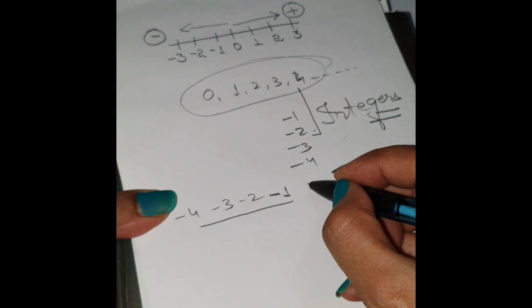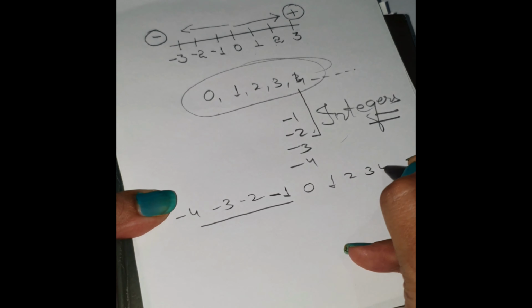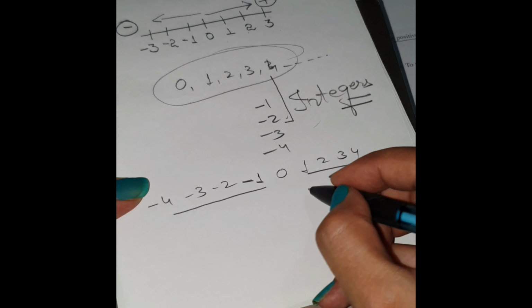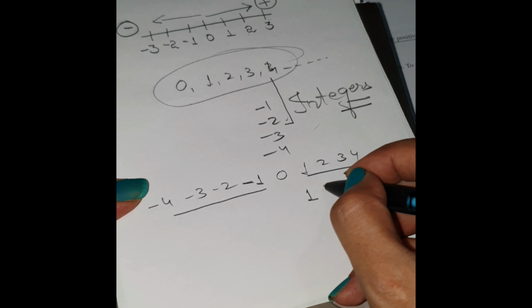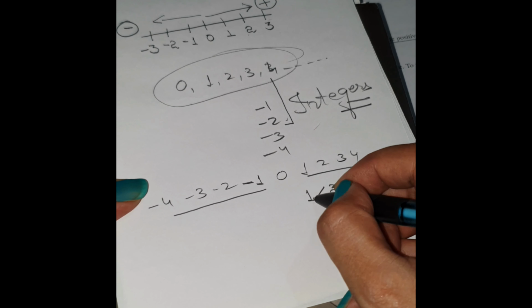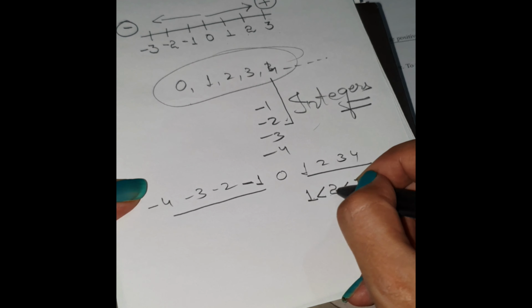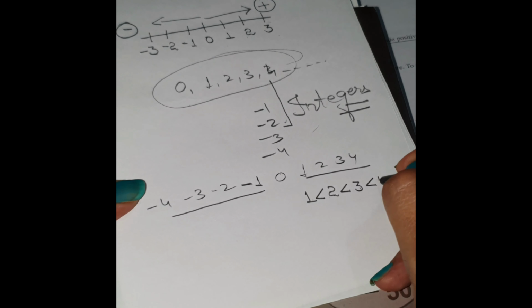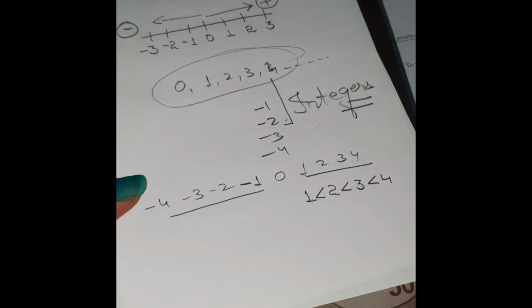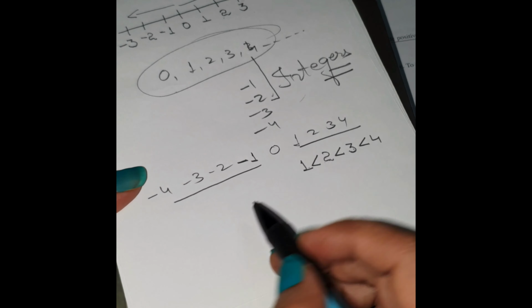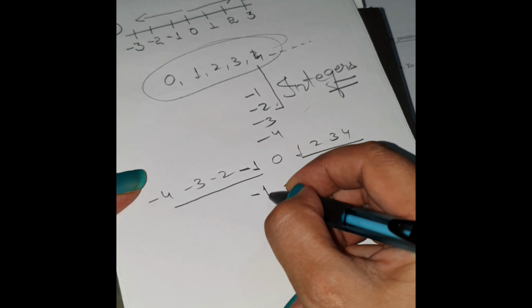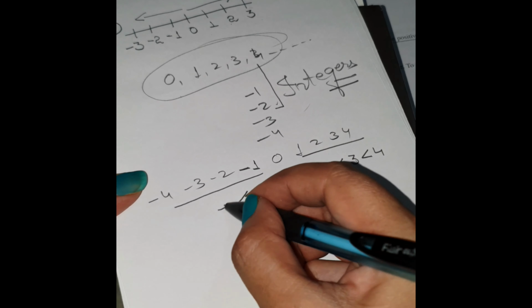Okay, and this side 1, 2, 3, 4 is in ascending order. That means 1 is smaller than 2 and 2 is greater than 1. Then 2 is smaller than 3, so 3 is greater than 2. 3 is smaller than 4, so 4 is greater than 3. And the opposite rule follows this side. Here -1 is greater than -2.